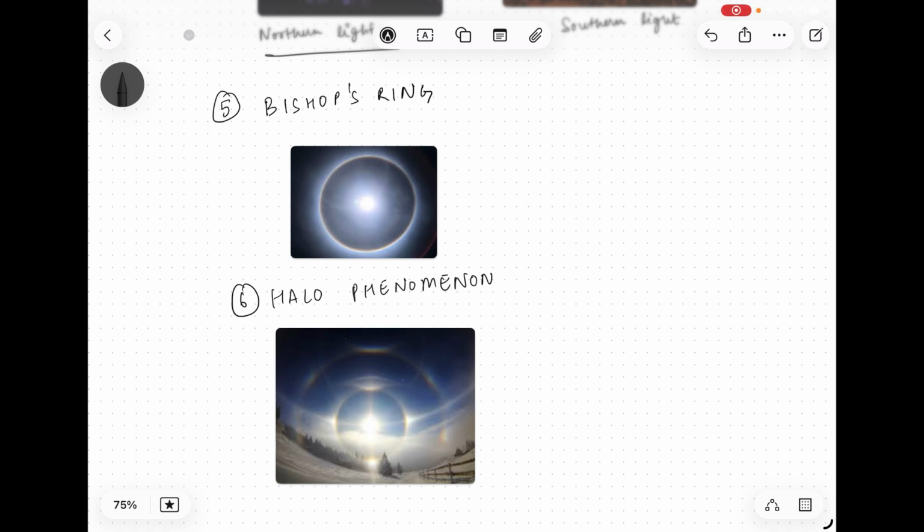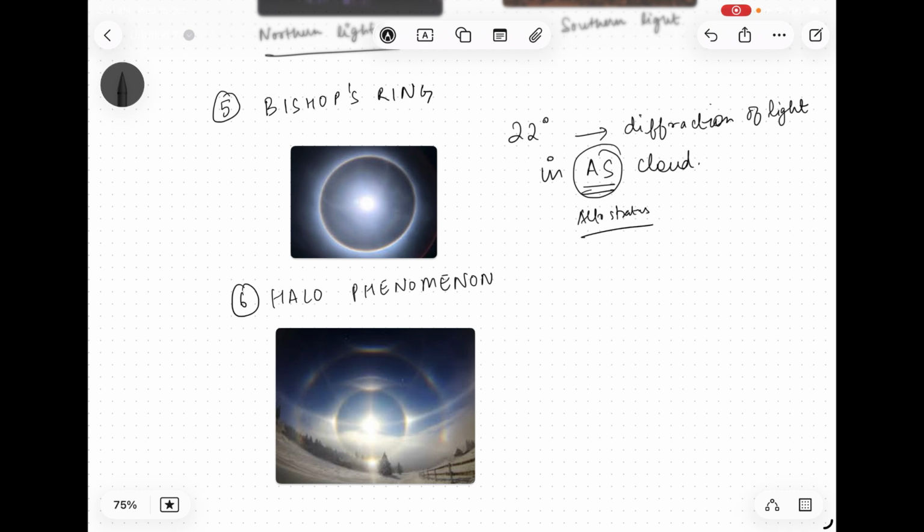So bishop's ring, it's a ring of 22 degrees. The reason is diffraction of light. If you don't know what diffraction is, you can always read up on it. It's a physics phenomenon that you must have done in your 12th. That is diffraction of light due to dust particles in your AS clouds, altostratus clouds. We'll read clouds in the next topic. I'll make a video on clouds, so we'll know what these clouds are. So this is altostratus clouds.